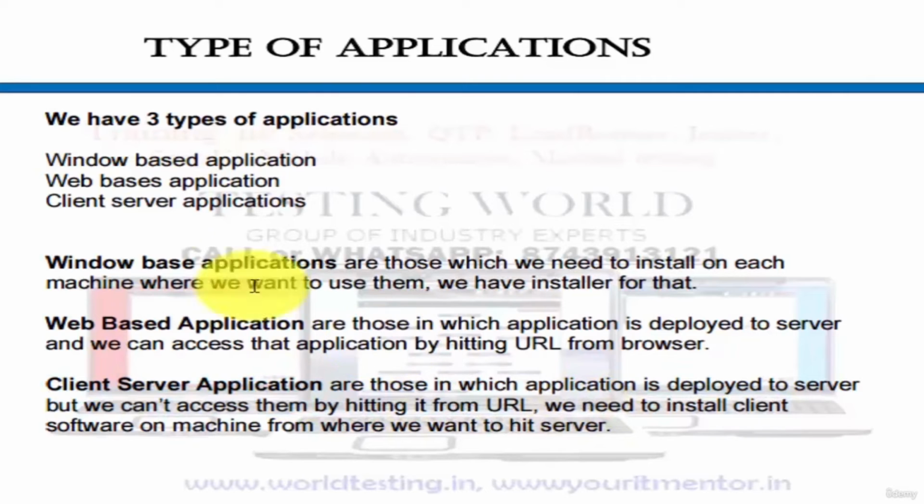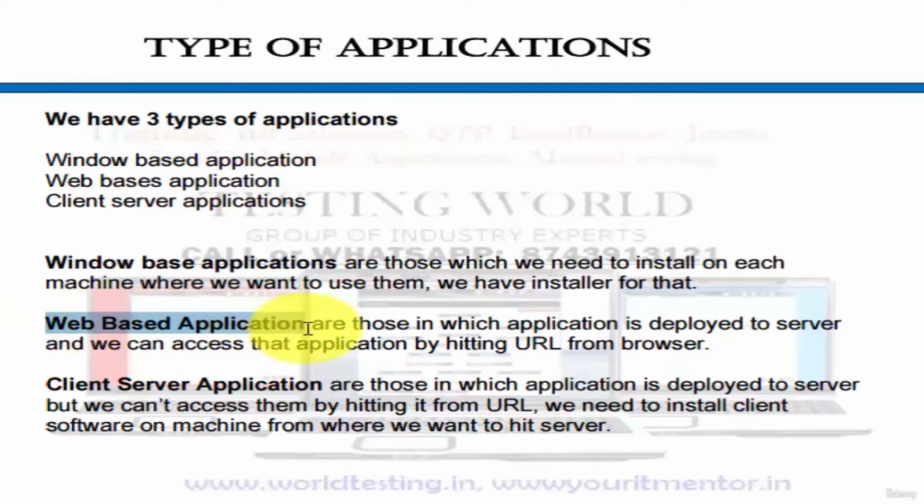So here we have seen three different types of applications: window based, web based, and client server, and we have already gone through the difference between all these kinds of applications. I'll give you one more example of each. If we talk about window based applications, we install many games in our system. Whatever games you have installed in your system, all are window based applications, because we can install them on one system and use them on the same system.